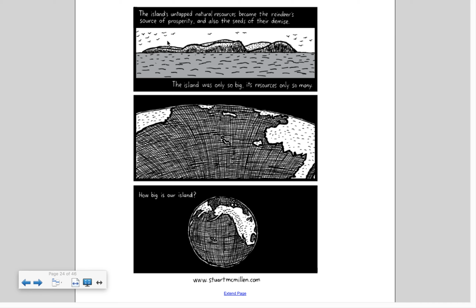The island's untapped natural resources became the reindeer's source of prosperity and also the seeds of their demise. The island was only so big, its resources only so many. How big is our island? And so I always like that last panel, questioning planet Earth and us as humans, how we advance crops with our technology, to feed everybody. But the question is really, how big is our island? How many humans, how many organisms can our planet, which is basically kind of like an island, hold?